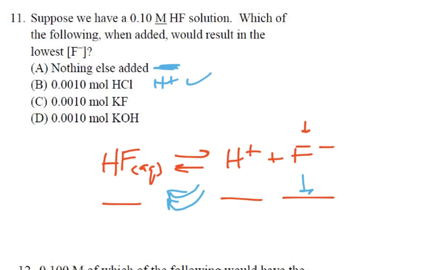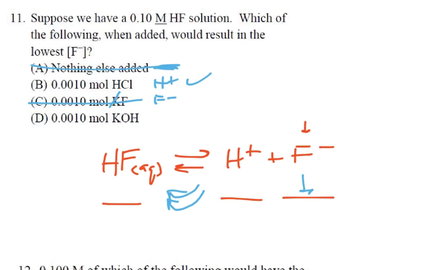KF, well, I don't care about the K because that comes from the strong base KOH, so it's just a matter of adding F-. Well, if I add F-, that will shift it to the left, but I'm adding F-. So that is not going to result in a low amount of F- because I'm adding F-, so that's no good. And I can knock off this answer A because answer B is better than that.